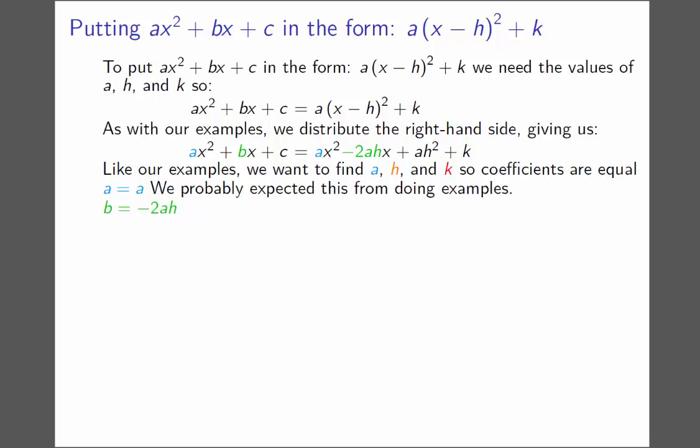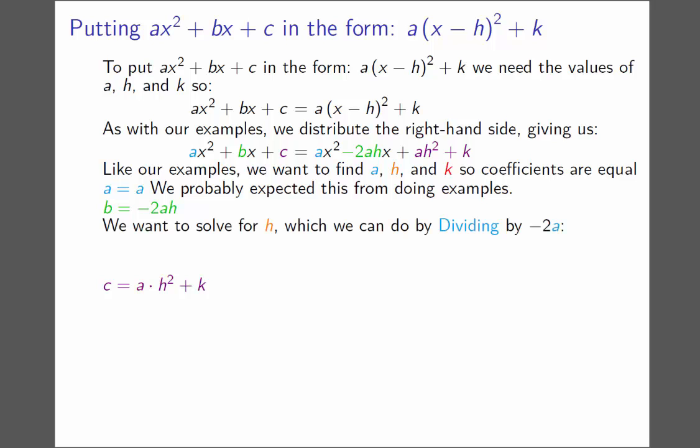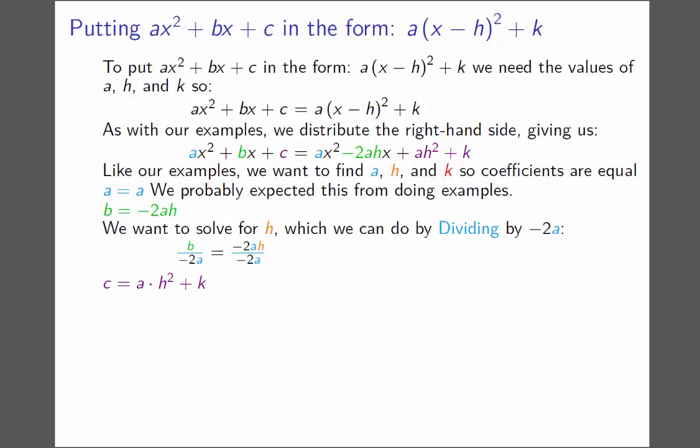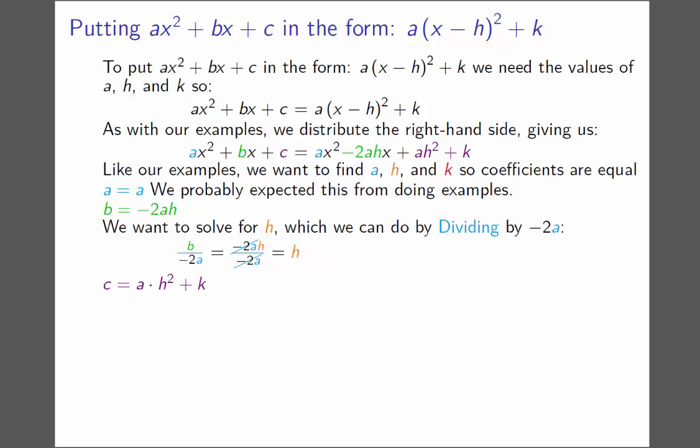And finally, our constant has to be the same on both sides. Our constant c on the left has to be our constant ah squared plus k on the right. Now we want to solve for h. We can do this by dividing by negative 2a in this equation, giving us b over negative 2a equals negative 2ah over negative 2a, which is just h. And we can rewrite the left as negative b over 2a. So we have found that h equals negative b over 2a.